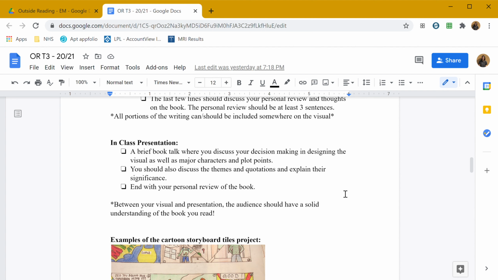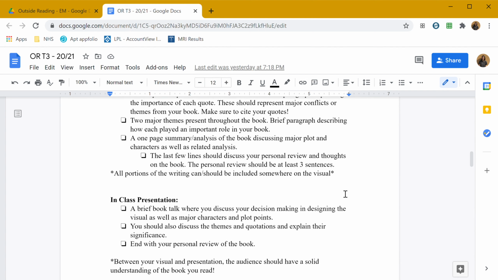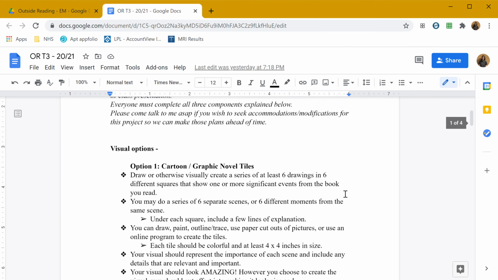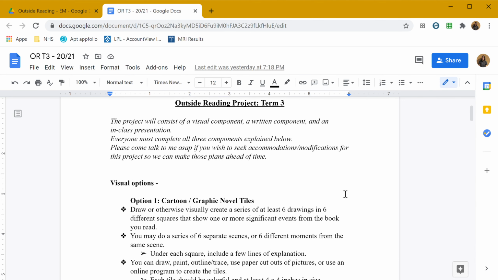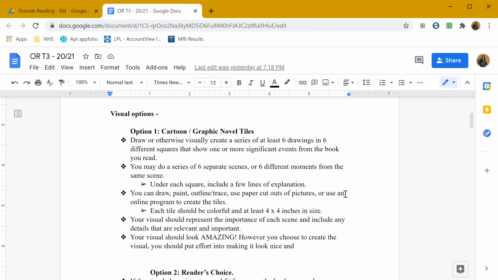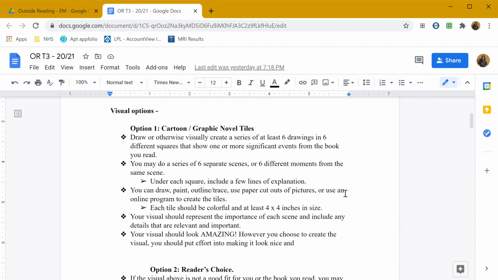So all of that are the components of the presentation, and I'll have written on the backboard some notes for you so that you can go through those. And then, getting to just the actual visual options for this time. The first one, and what I'm suggesting people do for this one, is that you create some cartoon or graphic novel tiles.